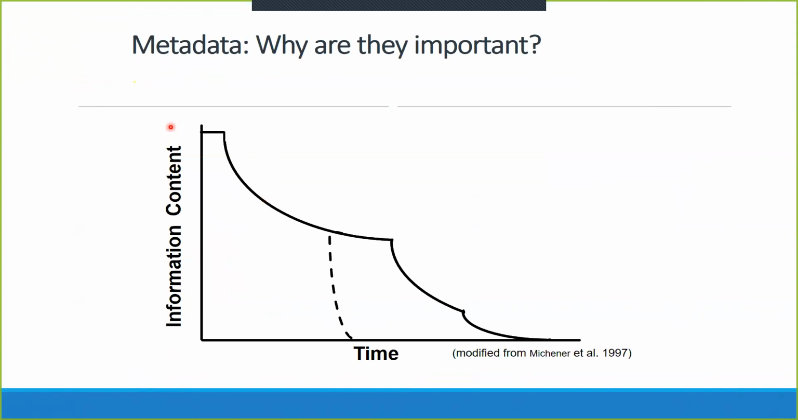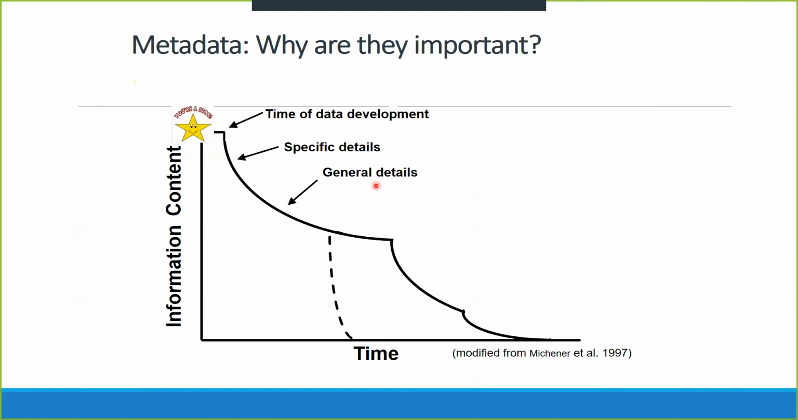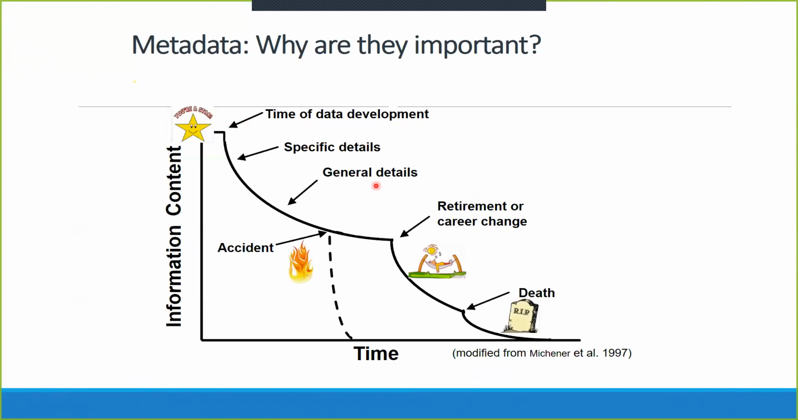Metadata are valuable because they help prevent what's called information entropy. What this means is that at the time of the data set development, scientists know most about their data set and the steps that were taken to create it, but through time, specific details are lost and then general details. And circumstances may cause the data to be completely lost, or the metadata or the information that would have allowed one to create the metadata to be lost. And so without metadata, then information entropy can cause a complete loss of information about a data set, rendering it unusable.